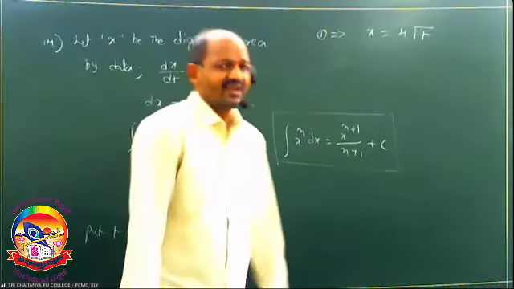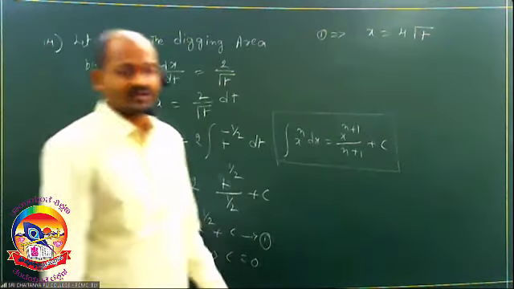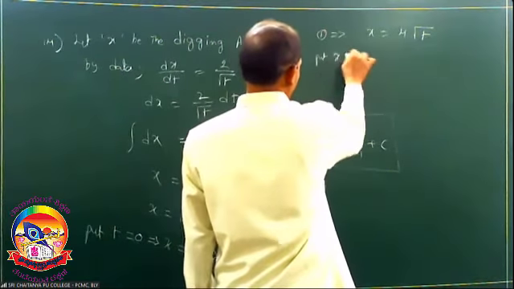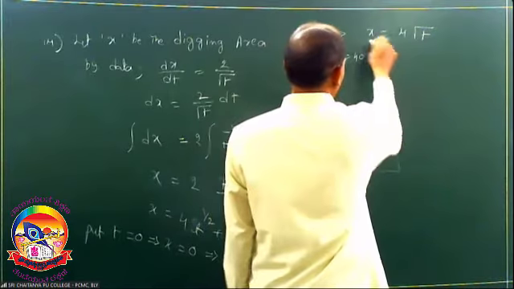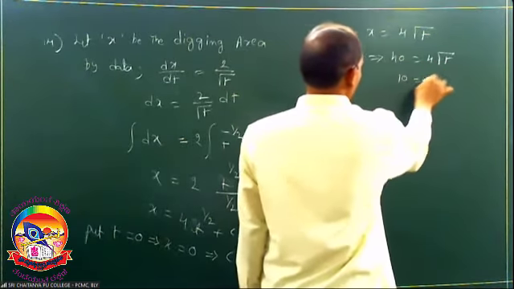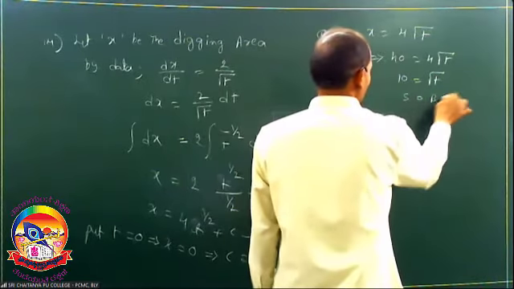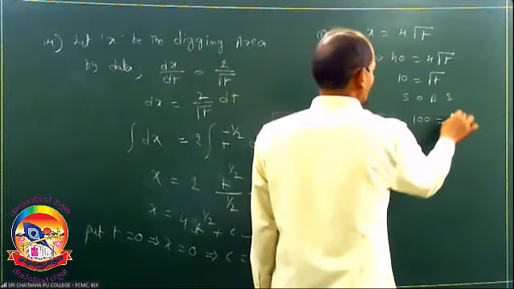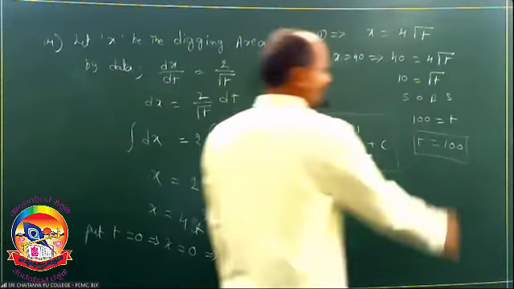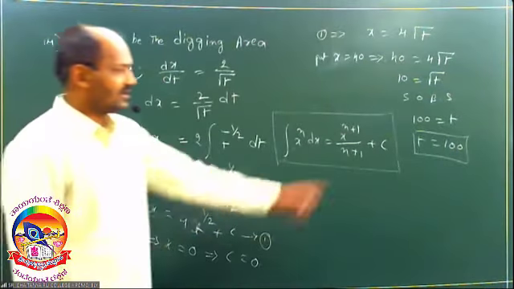But here the digging area is given as 40 square meters. Then find the time. So put x is equal to 40. It is 40 is equal to 4 root t, so 10 is equal to root t. Then squaring on both sides, we get 100 is equal to t. So it is 100 minutes. So the digging area is 40 square meters after 100 minutes.